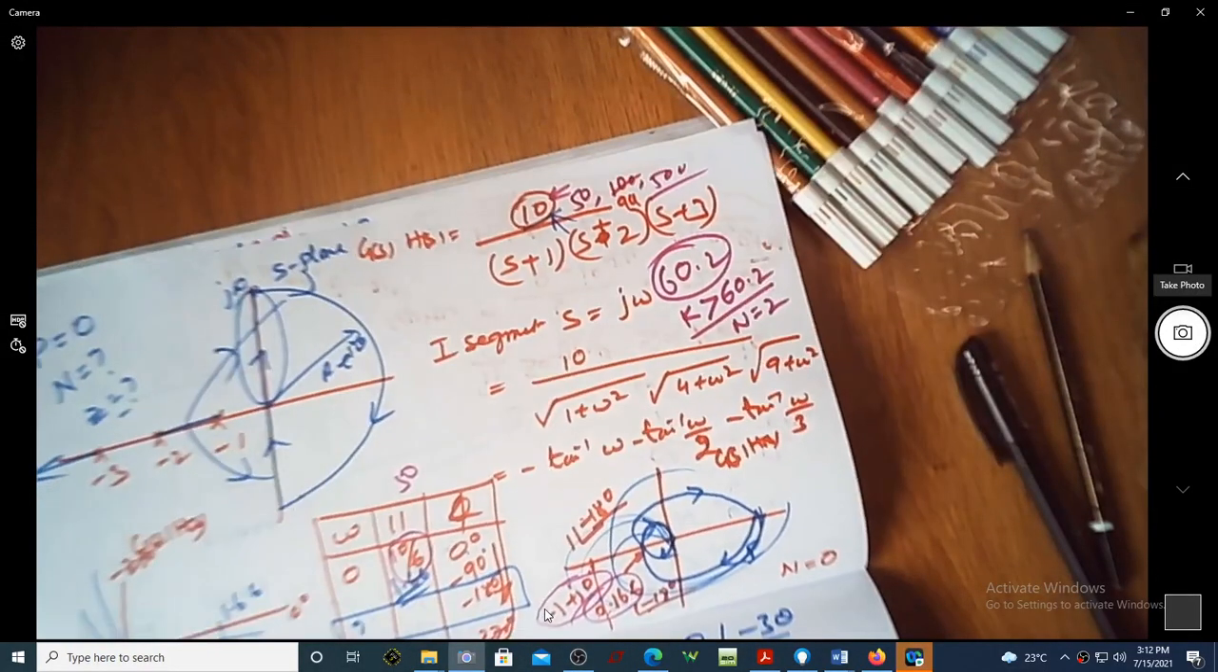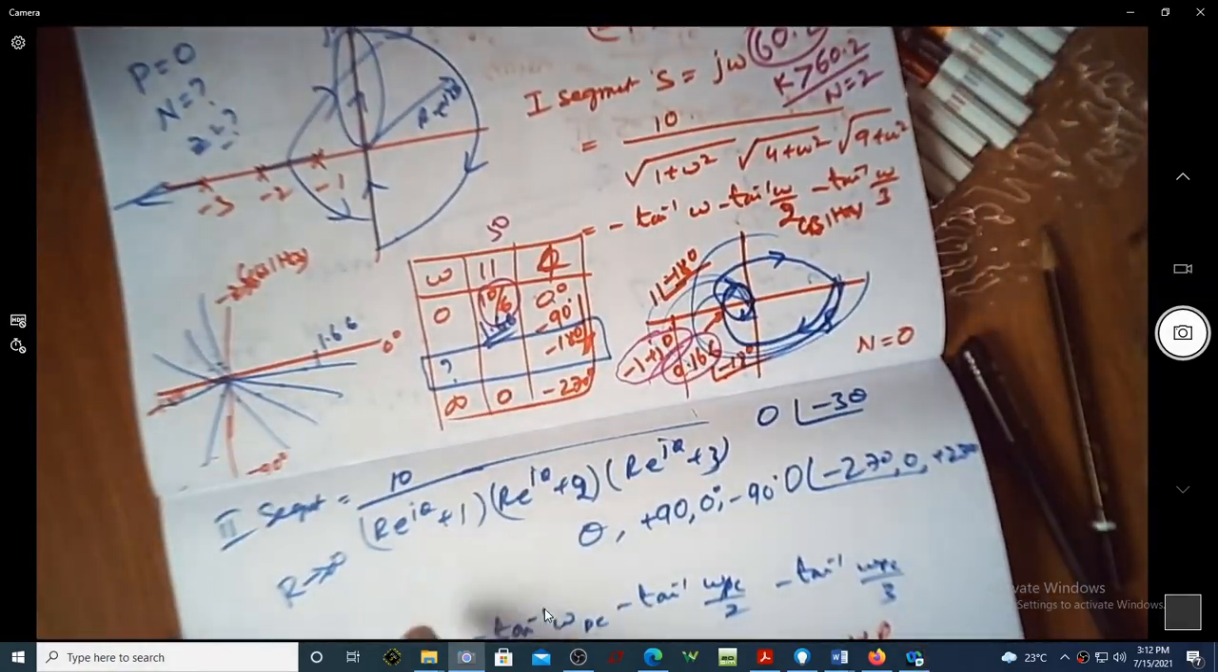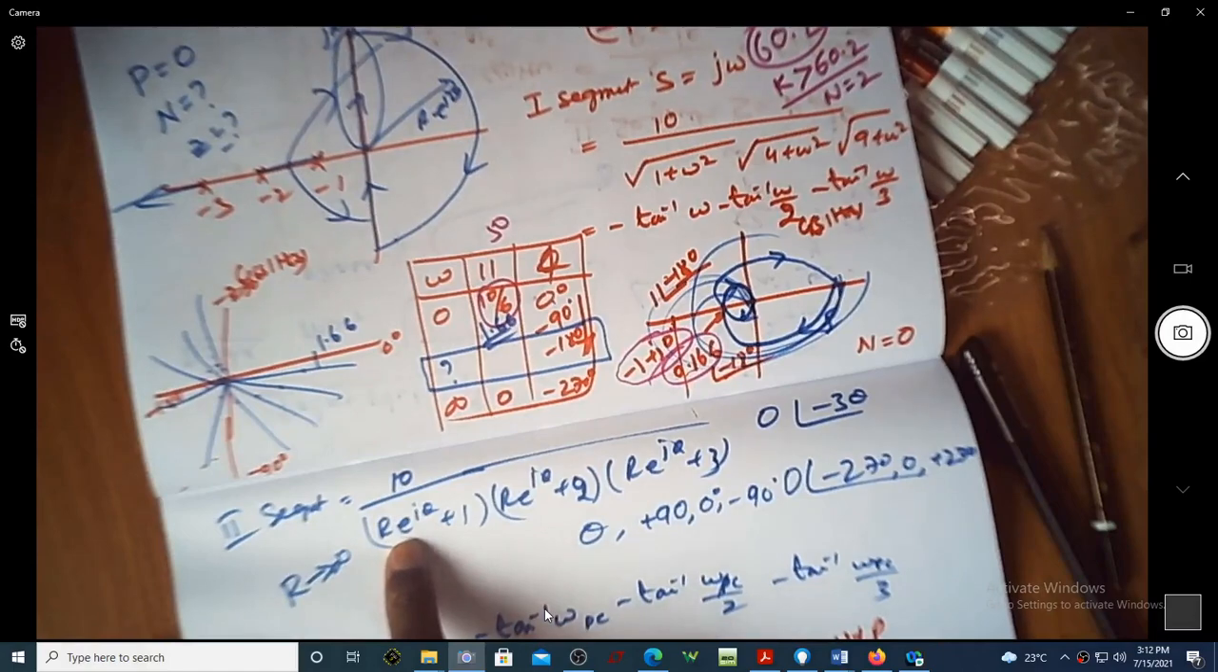Sir, I didn't get how that magnitude will become 0 when we substitute S equal to R e^(jθ). This one. It's not visible, sir.